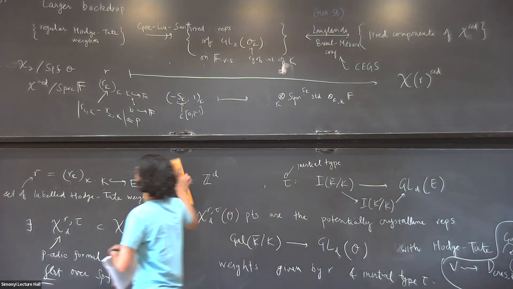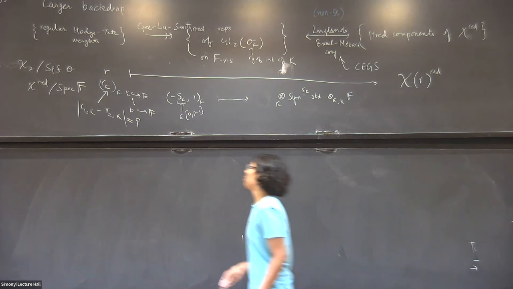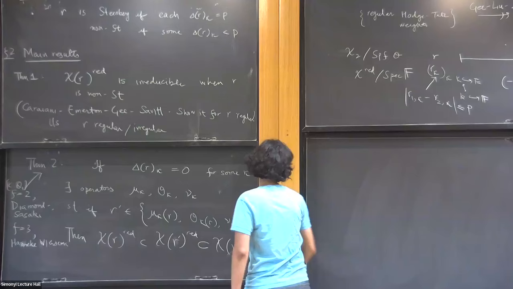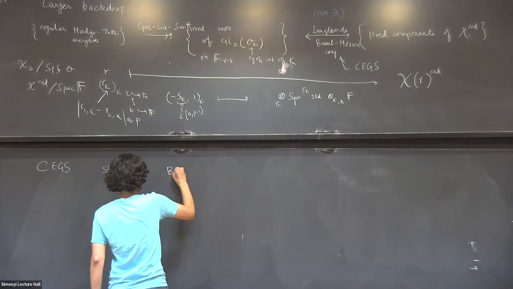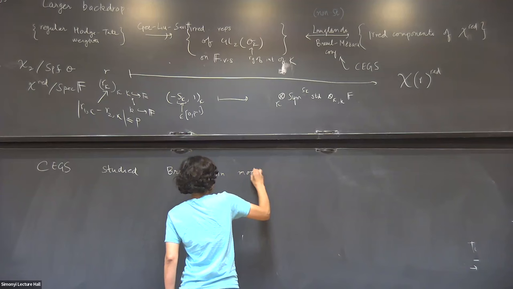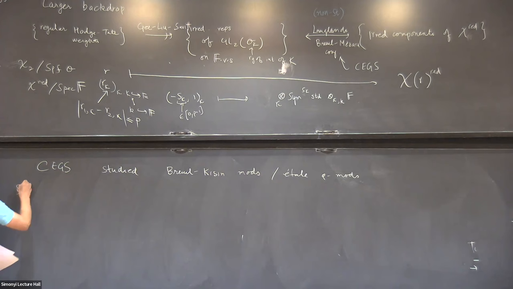Right, so maybe I'll just say something very briefly about the Breuil-Kisin module stuff. What Caraiani, Emerton, Gee, and Savitt did was they relied on a study of these things called Breuil-Kisin modules and etale phi-modules. I'll give a very approximate and brief overview of what these objects are.